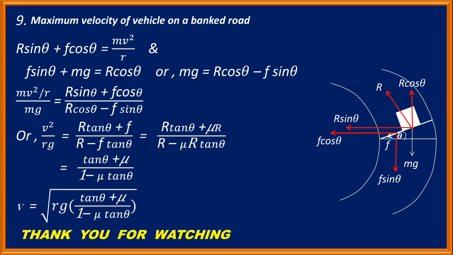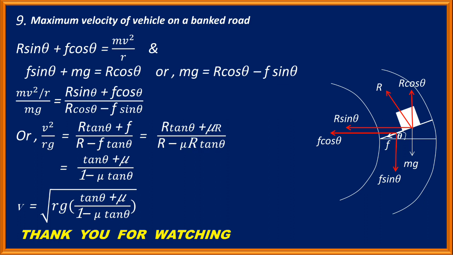Okay, now here you can see the centripetal force is provided by R sin theta plus F cos theta. So these two forces provide the necessary centripetal force. So we can write R sin theta plus F cos theta equal to mv square by R, and also we can write F sin theta plus mg equal to R cos theta. They are equal and opposite. So from here we can write mg equal to R cos theta minus F sin theta.